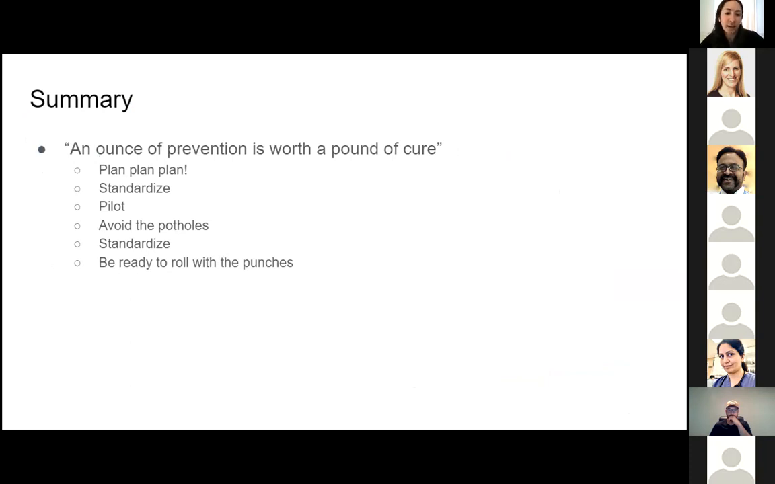Standardizing is so important. I accidentally wrote it twice. And just be ready to roll with the punches, because in simulation, we do our best to simulate things, but inevitably something crazy is going to happen, and you just got to be ready to deal with it.